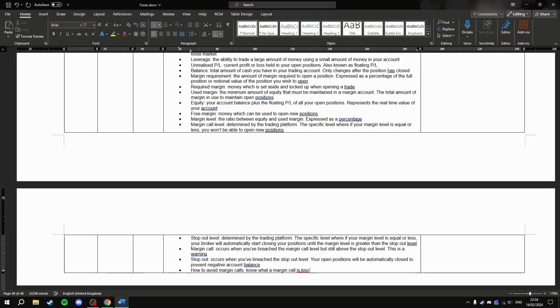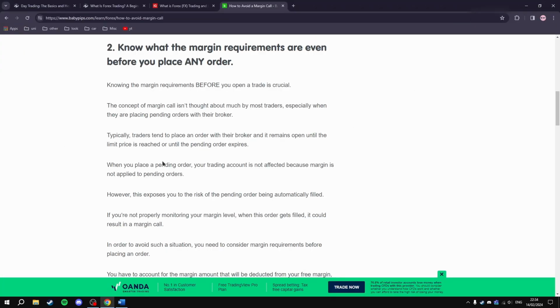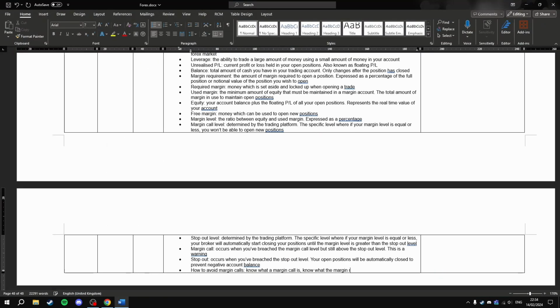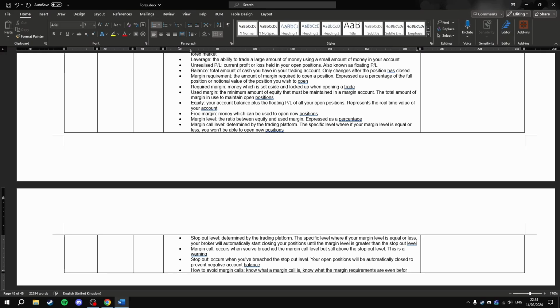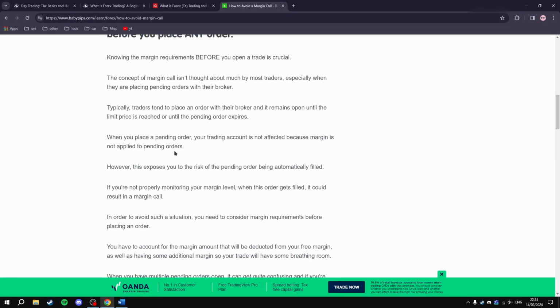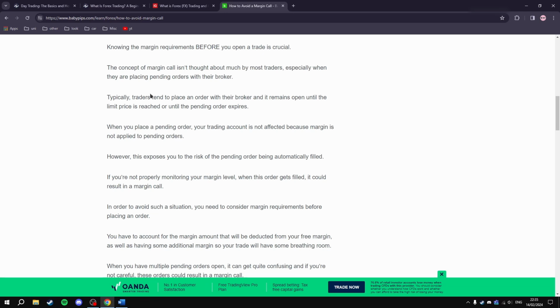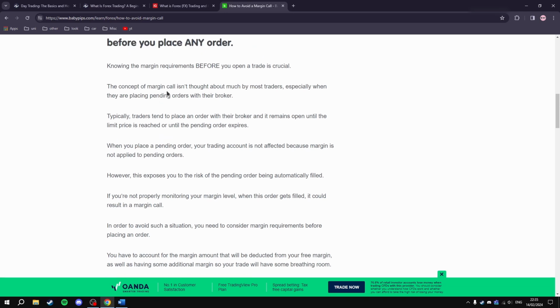Number 2. Know what the margin requirements are even before you place any order. Knowing the margin requirements before you open the trade is crucial.